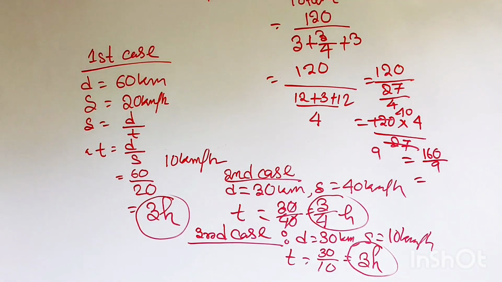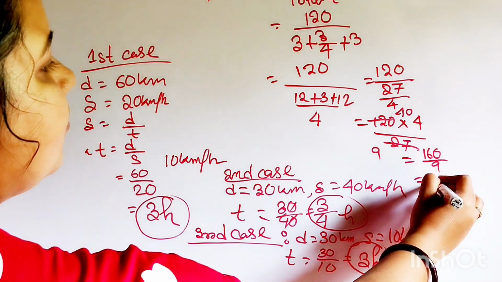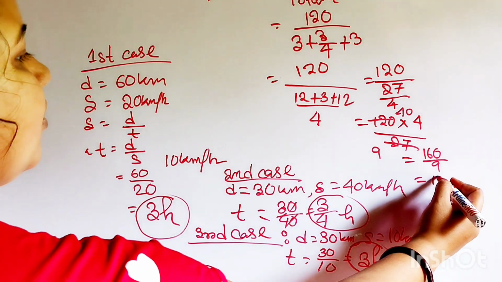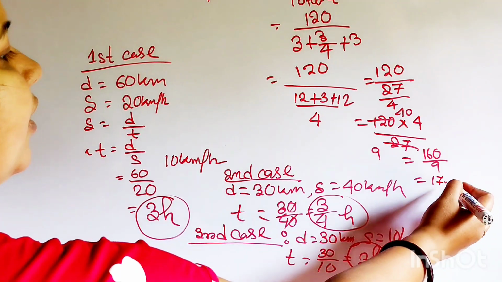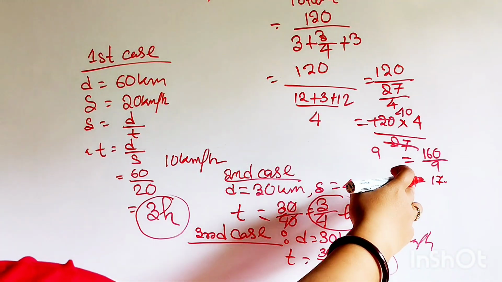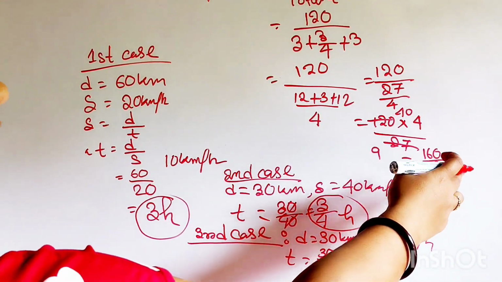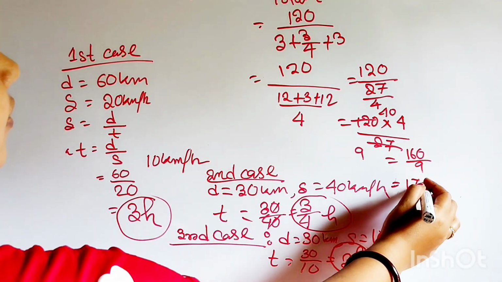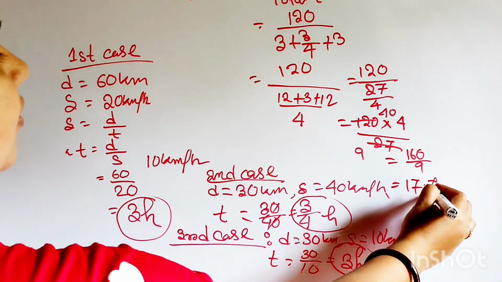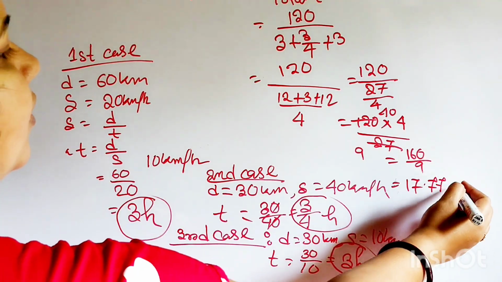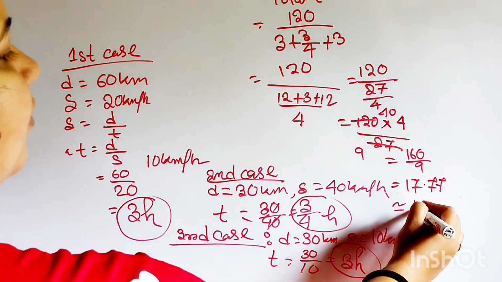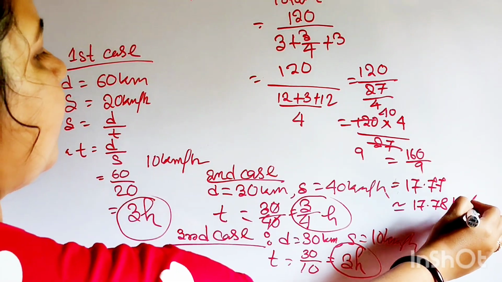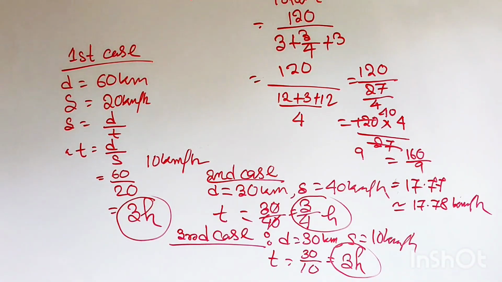Now if you change it into a decimal number, 9 ones are 9, then 9 sevens are 63, then the decimal point, then 0, and again 9 sevens are 63, and again 0, then 7 nines are 63. So it will be basically a non-terminating decimal number, that is 17.7777 and so on. As the next digit is greater than 5, you can put here 17.78 kilometers per hour.